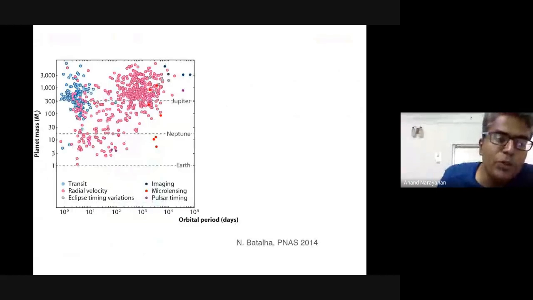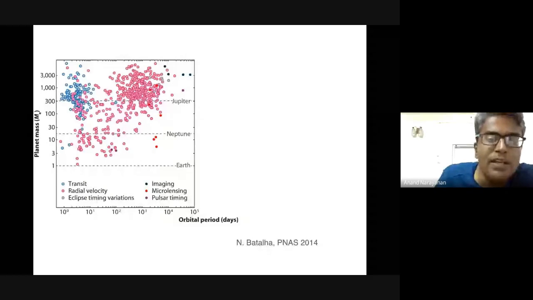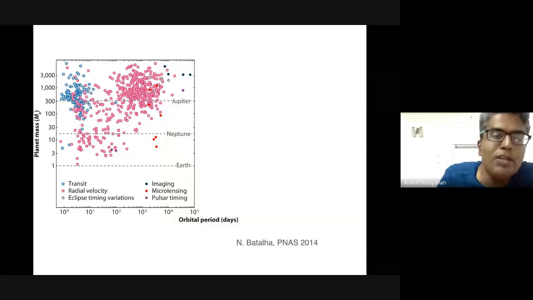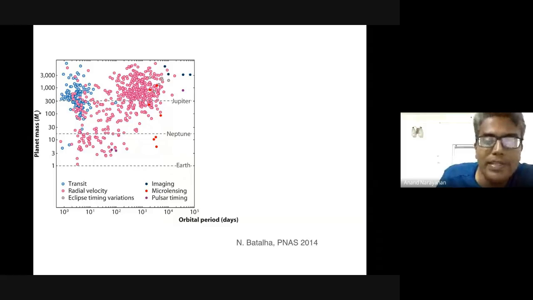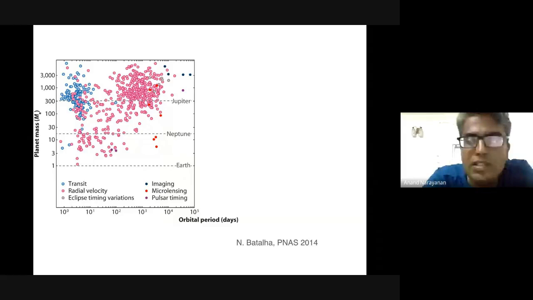Here is a graph that shows the extrasolar planets that were known before the Kepler Space Telescope mission. Along the y-axis is the mass of the planet, and along the x-axis is the orbital time period. The dashed line at 1 corresponds to 1 Earth mass. The dashed line above that corresponds to the mass of Neptune, and the line above that corresponds to the mass of Jupiter. Any planet above that line is more massive than Jupiter. Any planet above the Earth line is more massive than Earth, etc. You can see that this is how the graph looked before the Kepler Space Telescope. After the Kepler Space Telescope, this is how the graph looks.